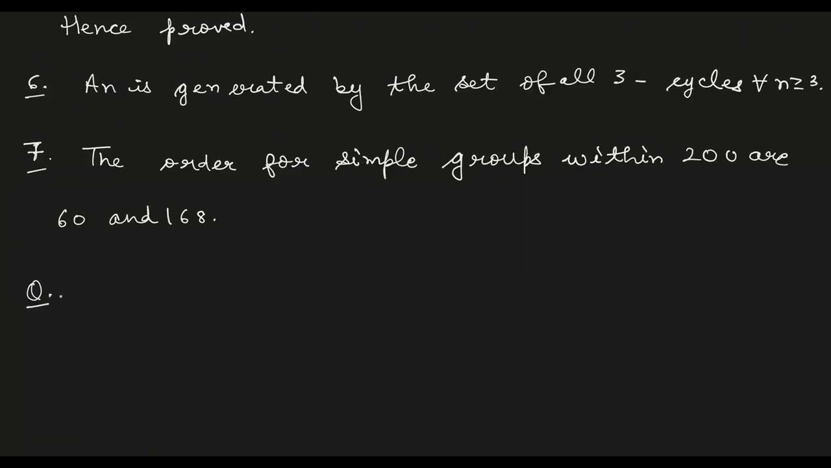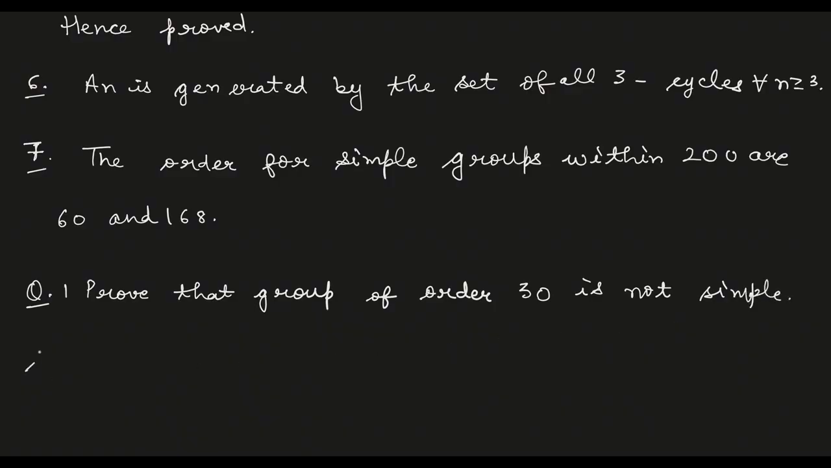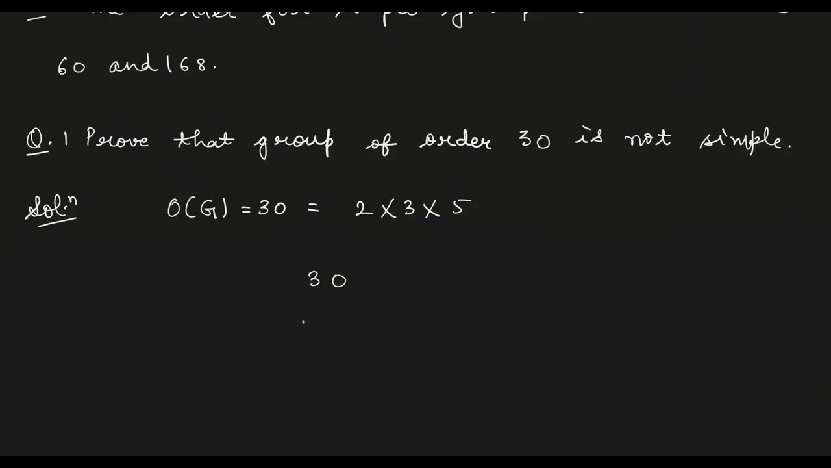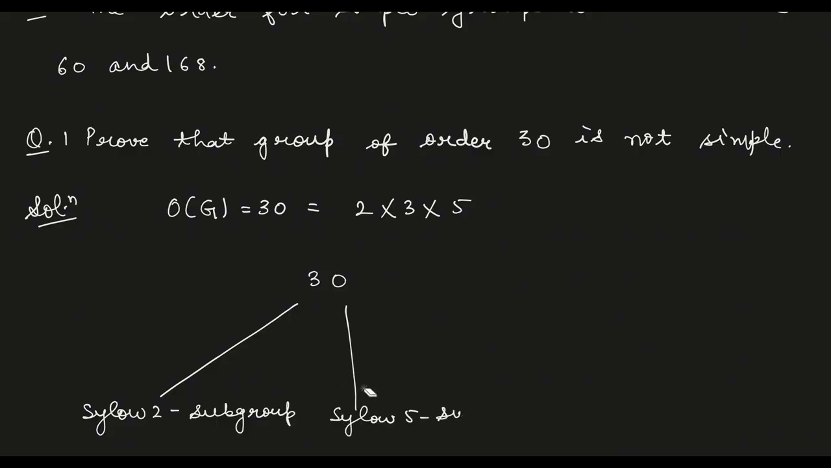Now let us discuss some questions based on Sylow theorem. First question. Prove that a group of order 30 is not simple. So firstly, the order of group G is 30. Its prime factorization will be 2 into 3 into 5. So this is a group of order 30. So it will have Sylow 2 subgroup, because I have told you that it is Sylow P subgroup. So Sylow 2 subgroup, Sylow 3 subgroup, then Sylow 5 subgroup.